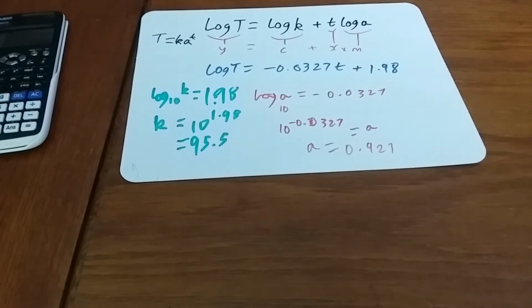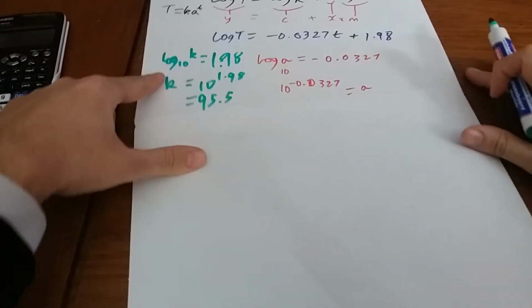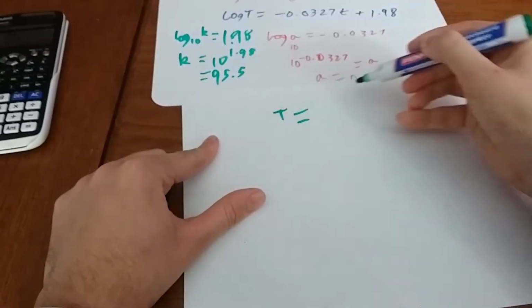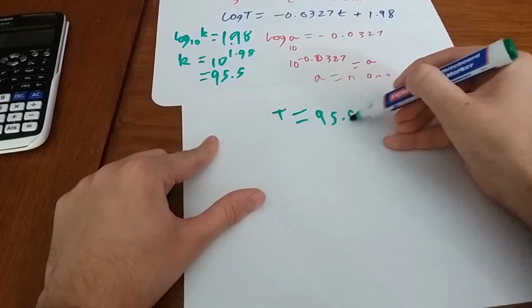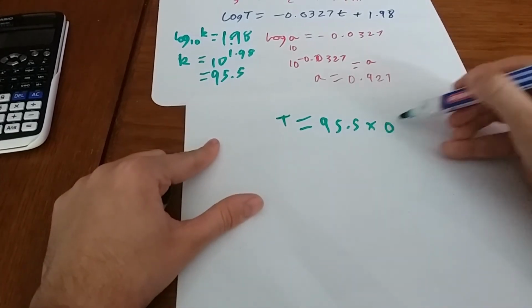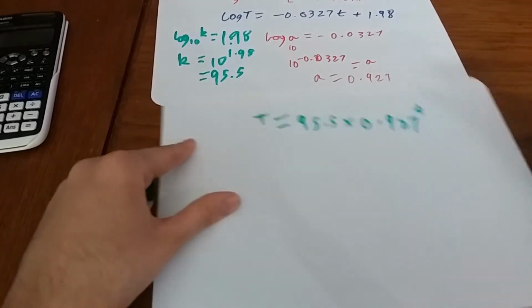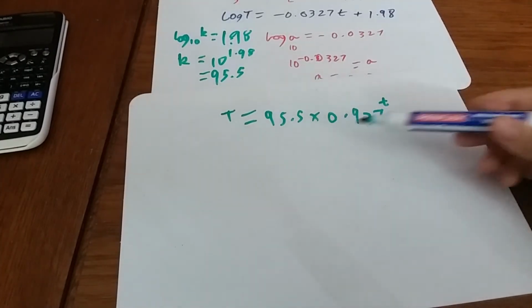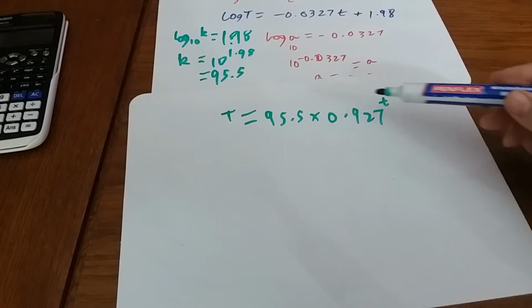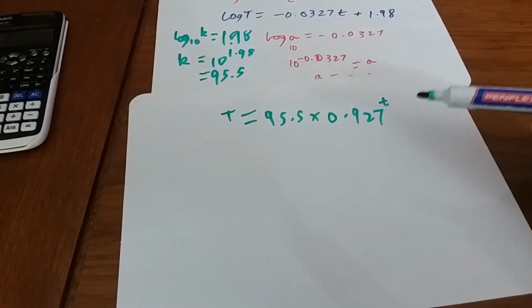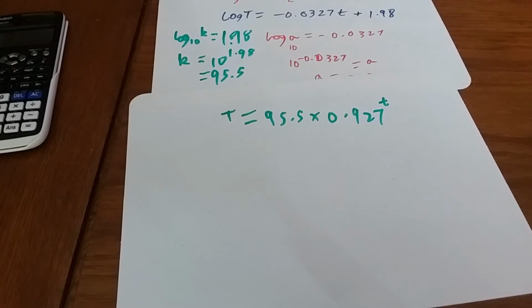So let's just do it on a separate sheet. Putting it all together, we get that big T equals K, which was 95.5, multiplied by A, which is 0.927, to the power of small t. Common mistake here is people trying to multiply those numbers together. You can't. This one's to the power of t, this one isn't, and so we can't merge them. This here is your equation that we can use.